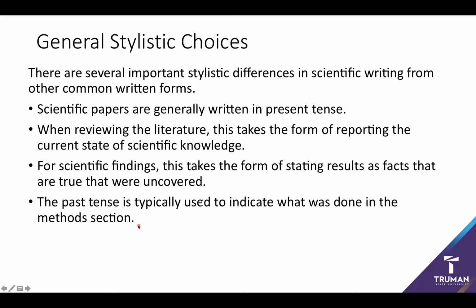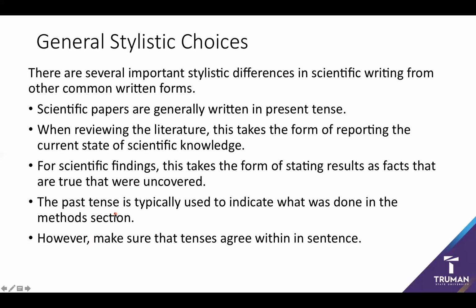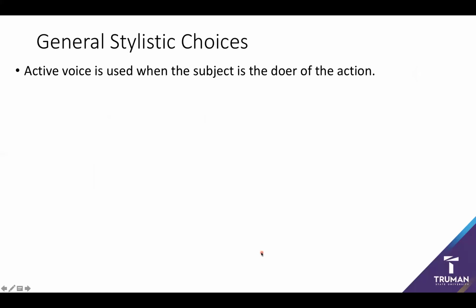But there is a lot of leniency in between essentially the present and the past tense. But the most important thing to make sure you do is make sure that when you're writing a single sentence, all of your tenses within that sentence agree. So try and avoid moving back and forth in between past and present tense. And in general, even within a paragraph, you're going to want to try and keep the whole paragraph within a single tense. But there's also the matter of voice.